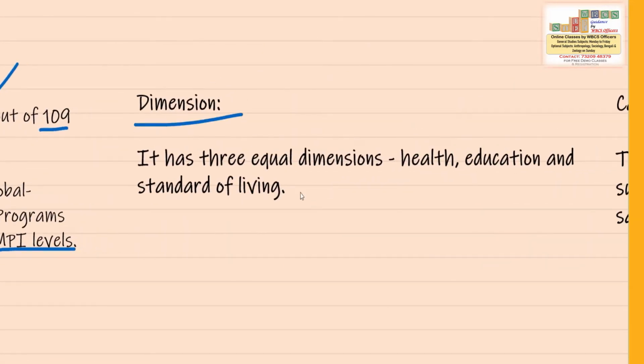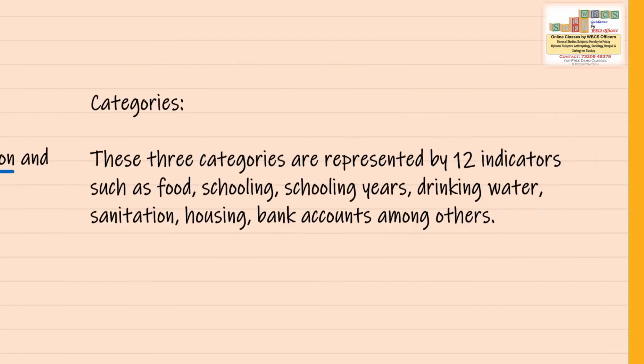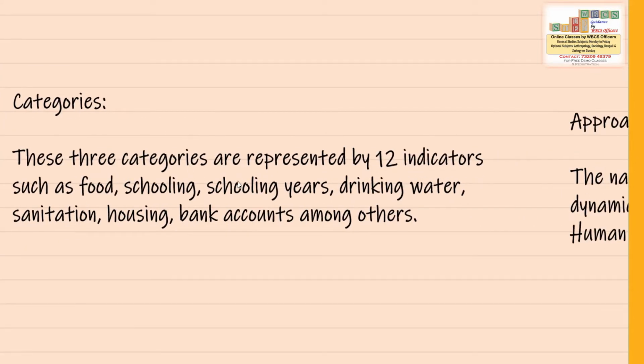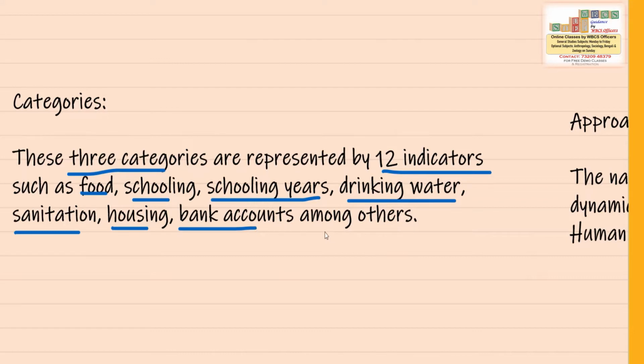The dimensions are, it has 3 equal dimensions, that is health, education and standard of living. The 3 dimensions are further represented by 12 indicators. They are food, schooling years, drinking water, sanitation, housing, bank accounts and various others. These are the primary indicators.